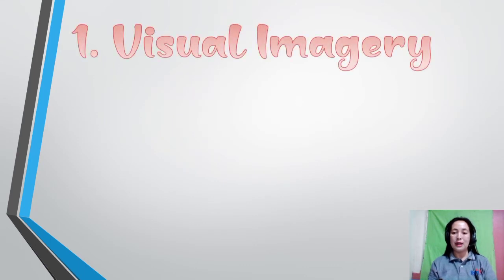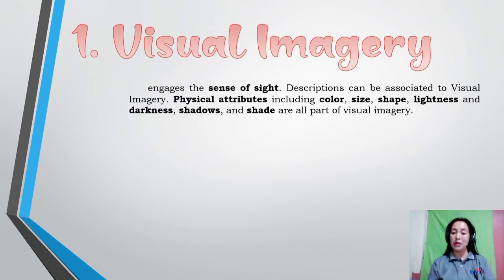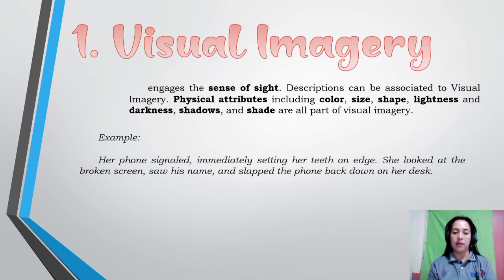Number 1 is visual imagery, your sense of sight. Descriptions can be associated to visual imagery, just like physical attributes including color, size, shape, lightness and darkness, shadows, and shade. They are all part of visual imagery. Example: her phone signaled, immediately setting her teeth on edge. She looked at the broken screen, saw his name, and slapped the phone back on her desk.